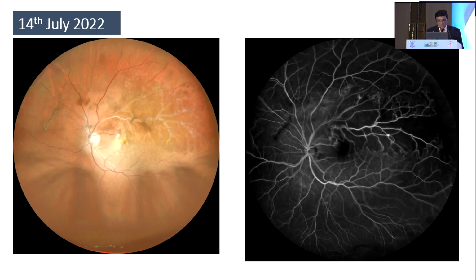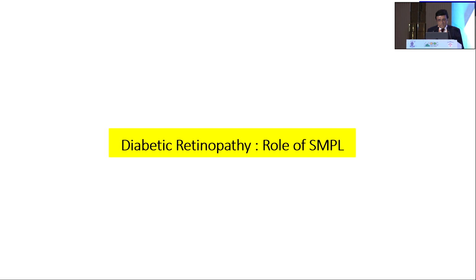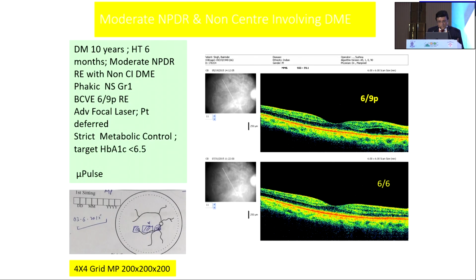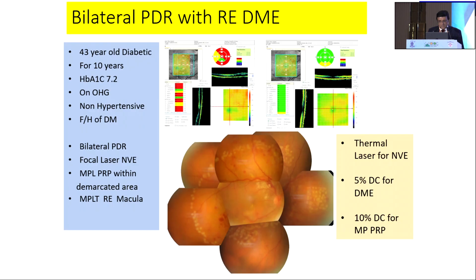This is his picture. He did receive a small focal laser for the small NVE he is developing, but for this large area of capillary non-perfusion, he has been treated with micropulse laser and is doing well. It has been shown by various authors that micropulse laser is as good as the modified ETDRS protocol of focal laser being used. So we have treated a few patients with micropulse laser. Obviously, metabolic control is extremely important.